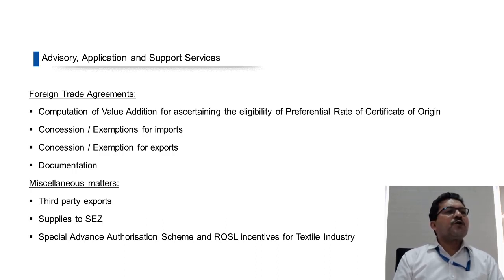Concessions and exemptions for imports, and concessions and exemptions for exports, are areas which are very useful for anybody who is indulging in import and export. The documentation needed to ensure that you don't have any surprises and do not end up with any demands at a later date is very important, and therefore we need to see that documentation is done and it is confirmed periodically. There could be aspects of third party exports, supply to SEZ, special advance authorization schemes for the textile industry, which are specific, and one could advise and support in those services too.